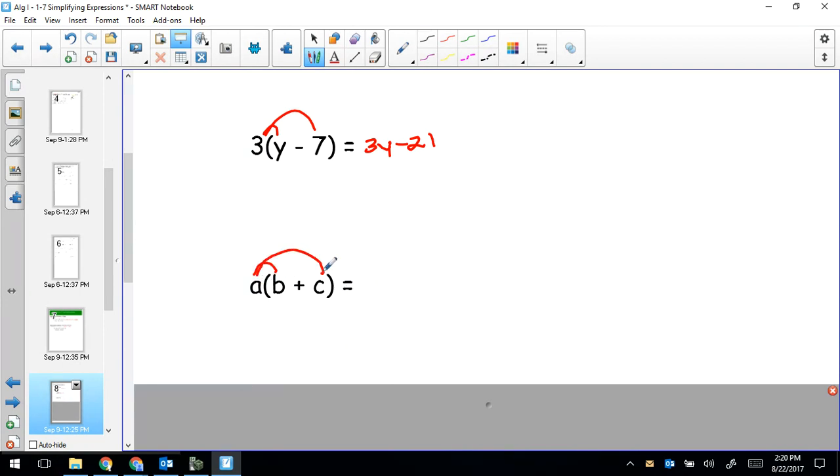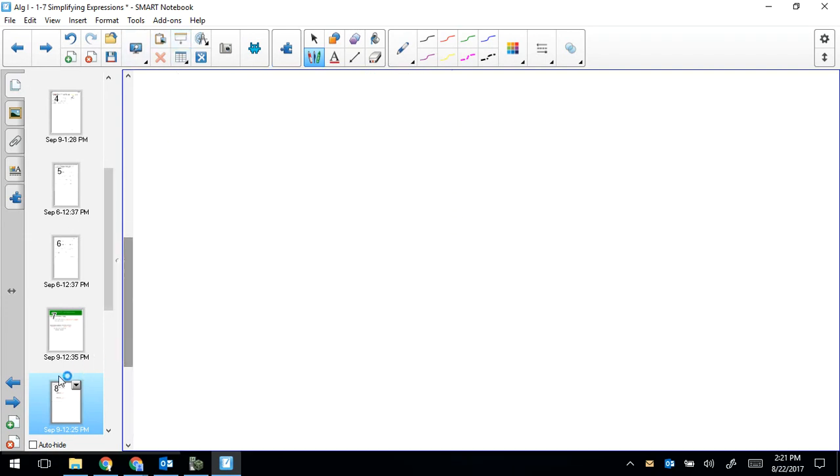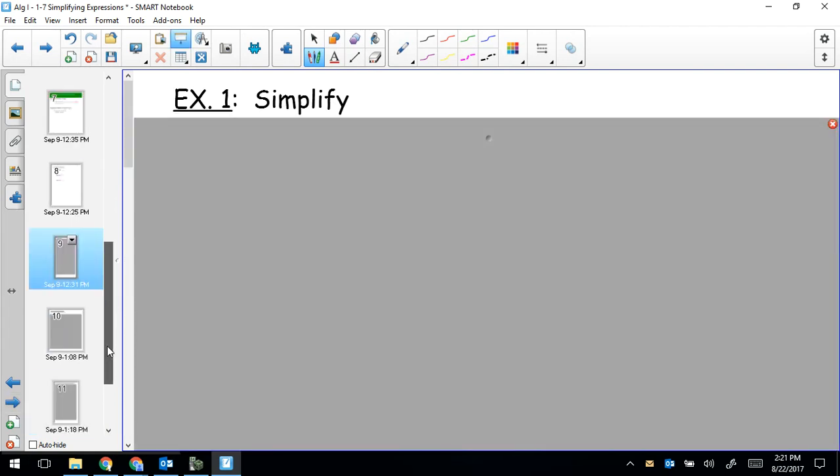Keeping it all in letters, you know, this is algebra. We work with letters a lot. A times b is ab plus a times c, ac. There's the distributive property with just letters. Okay. Make sure there's nothing else on that page. Very good. Let's keep it going.